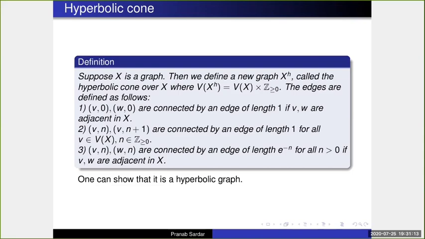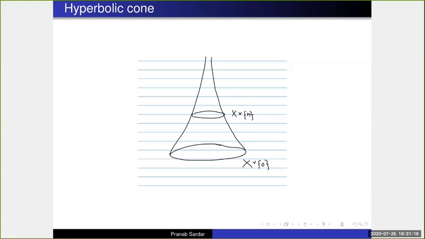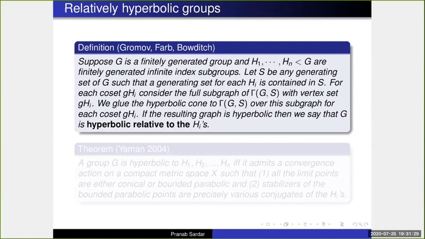This is a mental picture. As I go upward, the diameter of the sets is decreasing exponentially. So why did I mention all this about the hyperbolic cone? Because I have to define relatively hyperbolic groups. This is the next set of groups with negative curvature property.